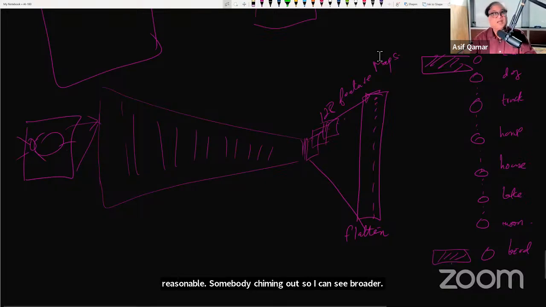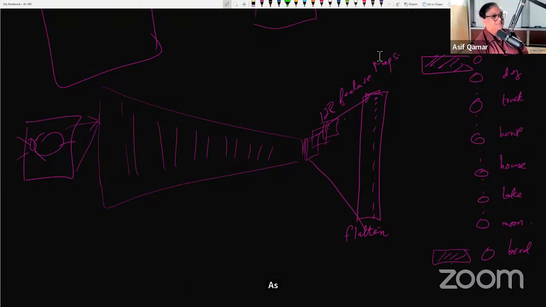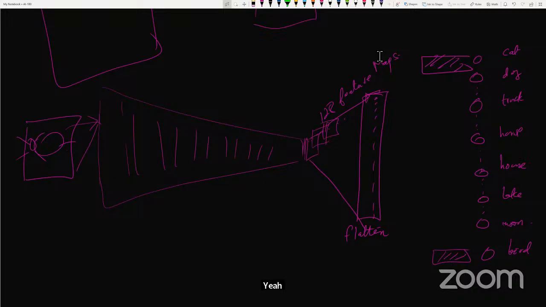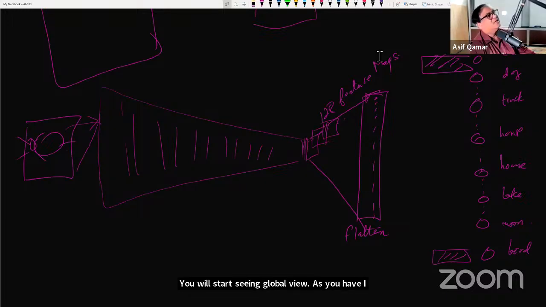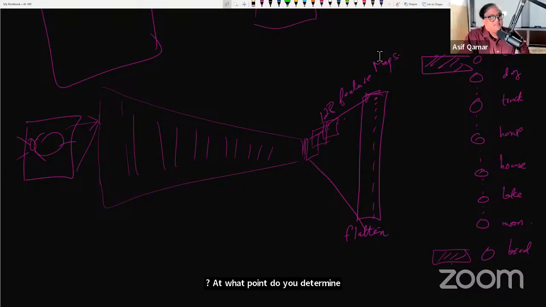Right. So, any more questions? Mani, go ahead. I understand what zooming out does, but at some point you said you will start seeing a global view, and I didn't understand that part. Think about it like this, Mani. If all you could see is the eye of the cat, would you be able to tell it's a cat? I could equally argue it's a baby or a horse or a dog. At what point do you determine that it's a cat? When you start seeing the cat's whiskers.